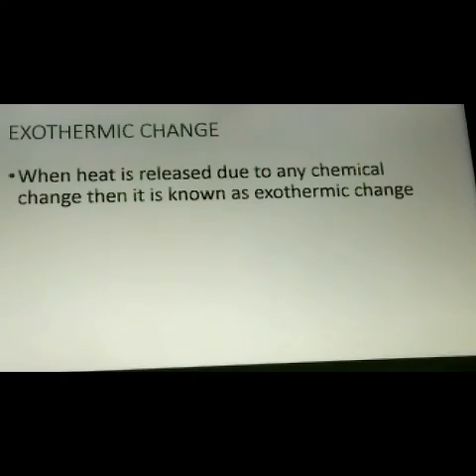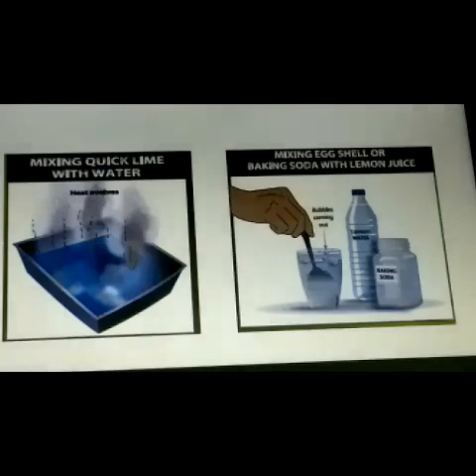Similarly, when you burn magnesium ribbon, it gives out heat and light. So the heat is released in this example, while burning magnesium ribbon. That is said to be exothermic change. Similarly, burning of wood also releases heat and light. All these examples are said to be exothermic change, right? So if you see here, when you mix quicklime with water, what will happen? Heat will be liberated. So these are all the examples for exothermic change, right?